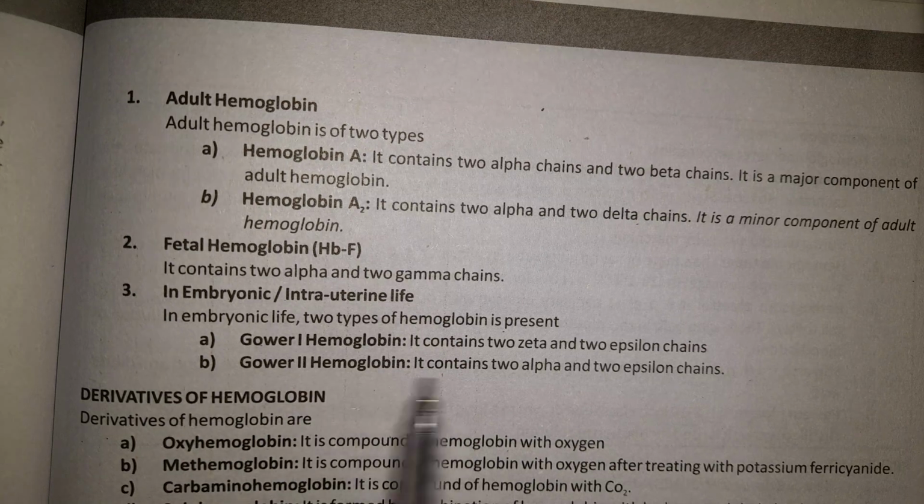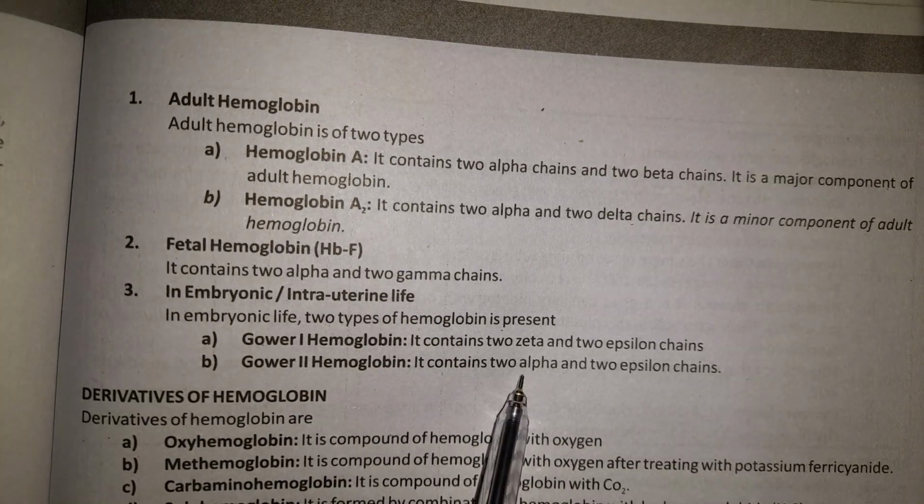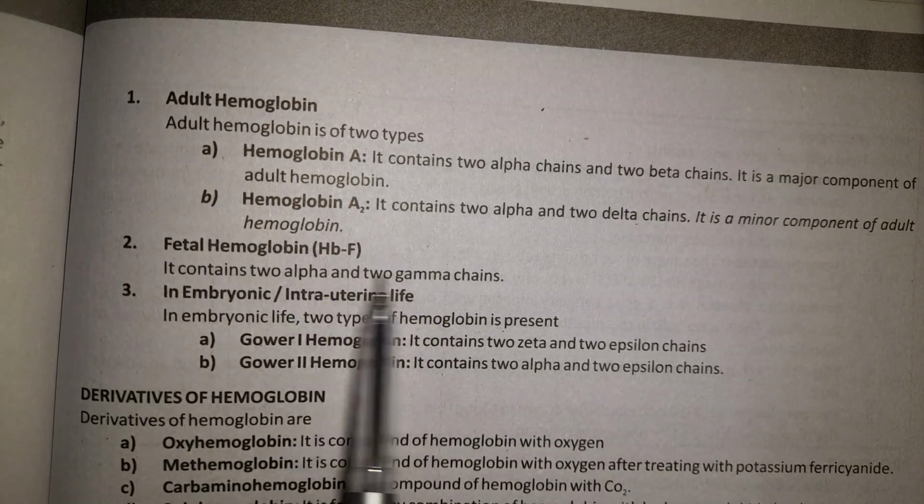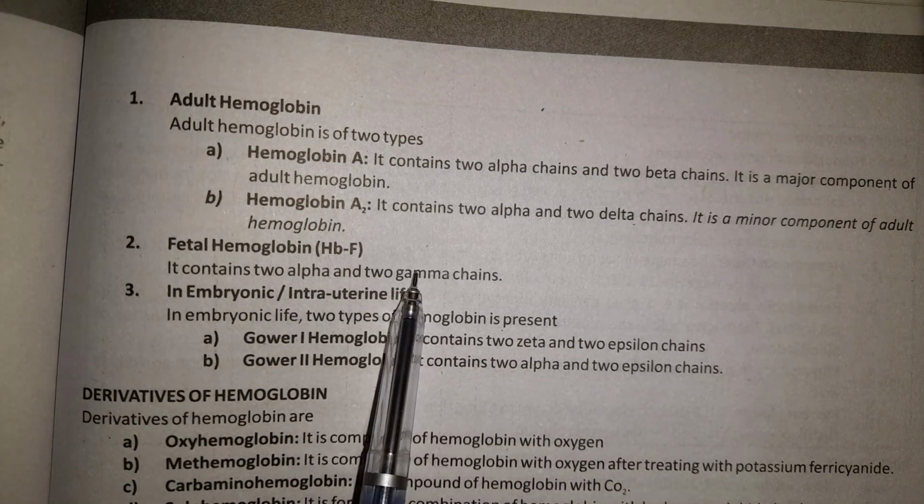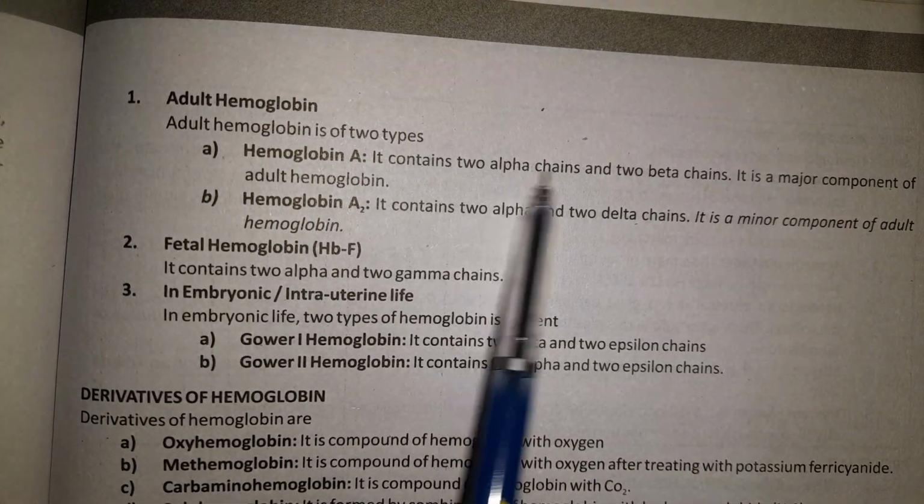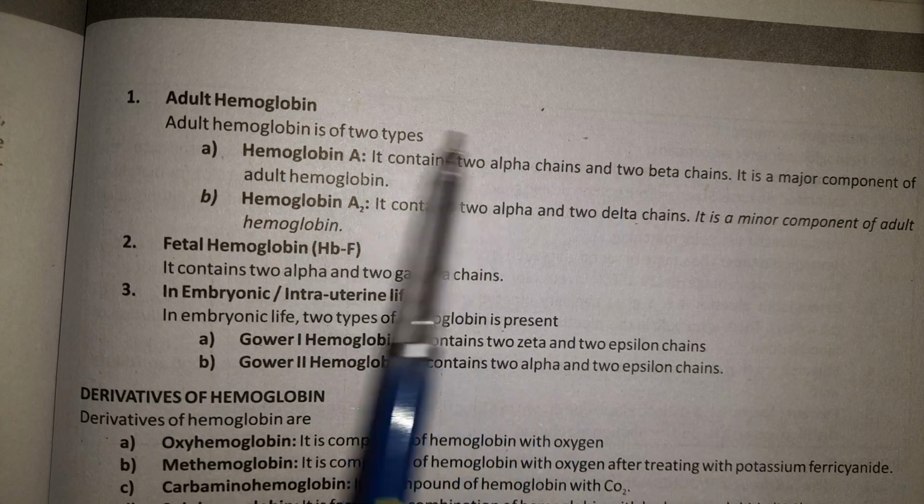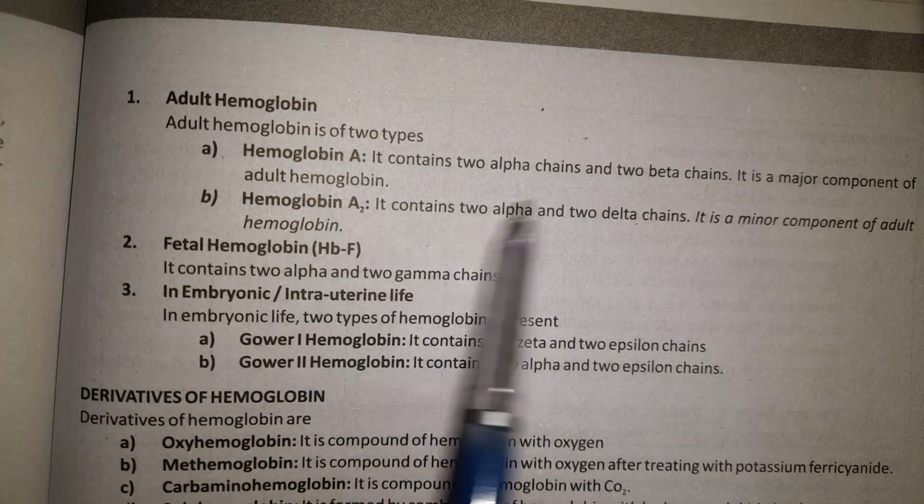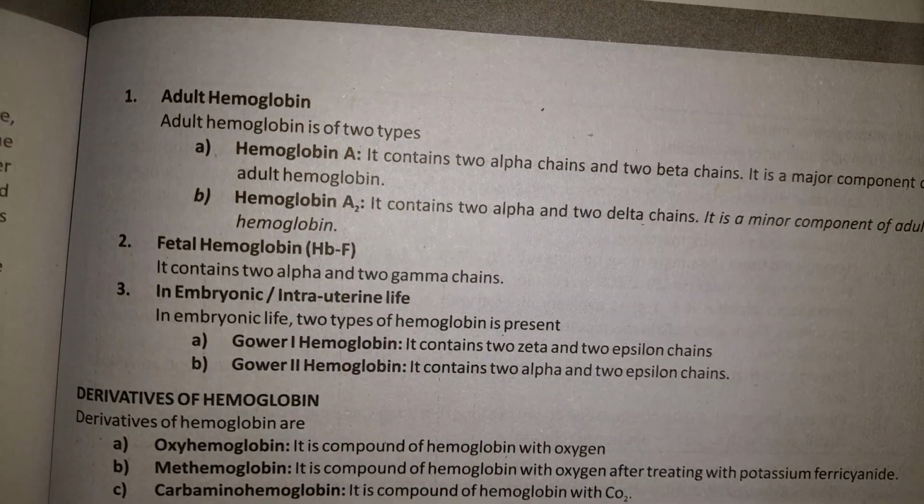Gower 1 is the first and foremost one. After that, Gower 2, in which zeta is replaced by alpha. Then fetal hemoglobin, where epsilon is replaced by gamma. Then the original one, where alpha and beta chains appear. And the minor one, which has 2 alpha and 2 delta chains.